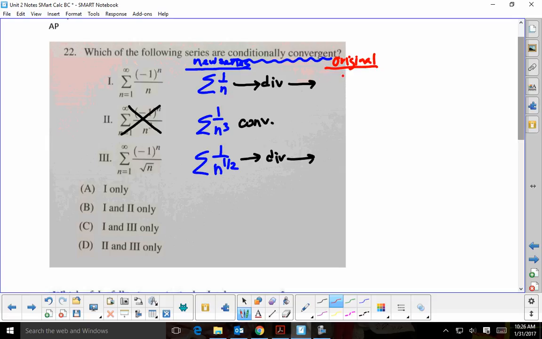So I've got to look at two of the originals. Both of those are going to be what type of test that I have to use on them? Alternating series. Okay, it didn't show divergence yet. It didn't show me anything yet.